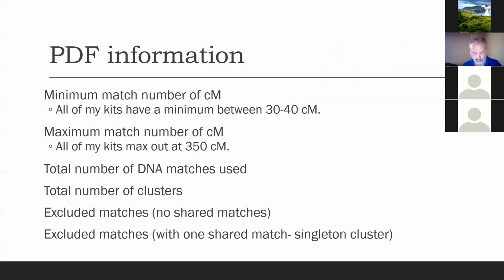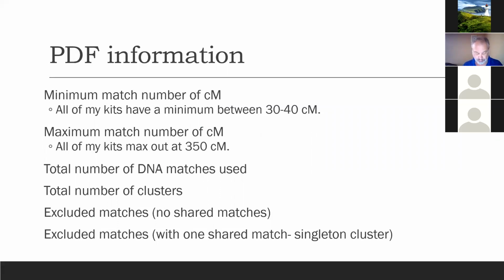So there is information on the PDF, and I'll show you that for my kit. It'll tell you the minimum match number of centimorgans, and all of the kits that I've run through here have a minimum between 30 and 40 centimorgans. So you're not going to see like 7 or 8. So that's just something to think about. They cut it off at a certain point, and so I have everyone between 30 and 40 centimorgans at the lowest. The maximum for all of my kits, they maxed out at 350 centimorgans.